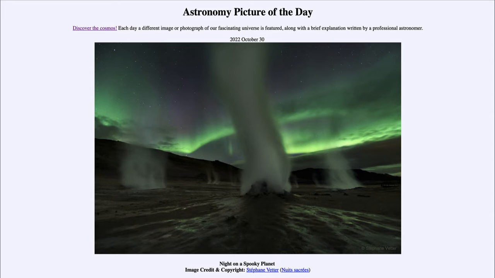Well, what spooky planet might this be? And actually, this is our own Earth. And we get a very interesting view here in this image taken in Iceland. And we see a couple of different things, including the gas vents that are venting up material from the surface of Earth, steam vents that are coming down from deep inside the Earth. So those give us some kind of ghostly apparition in the foreground.